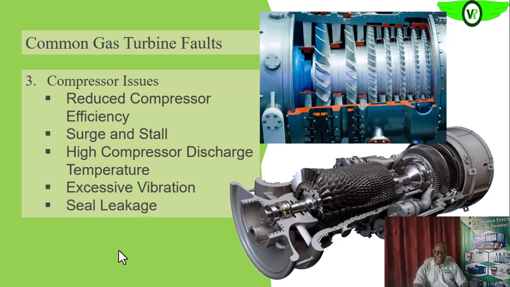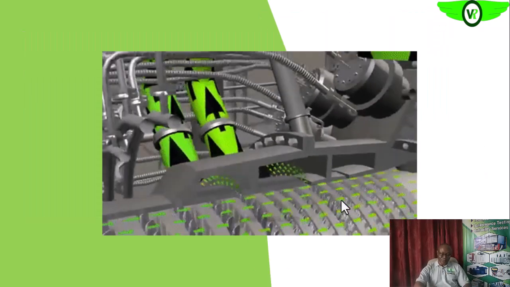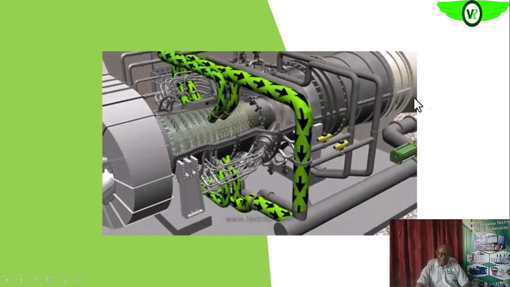So seal leakage. Once we have leakages of compressed air, you'll see that that will reduce the efficiency of the compressor. Okay, so we need more work to get to the required level. So seal leakage is one thing that can also cause compressor issues. So we want to guard against seal leakage, or when we notice it, we can shut down the unit and then replace our seal.